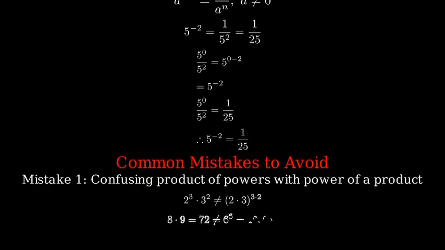First, be careful not to confuse the product of powers with the power of a product. For example, 2 to the power of 3 times 3 to the power of 2 is not equal to 2 times 3, all raised to the power of 3 times 2.